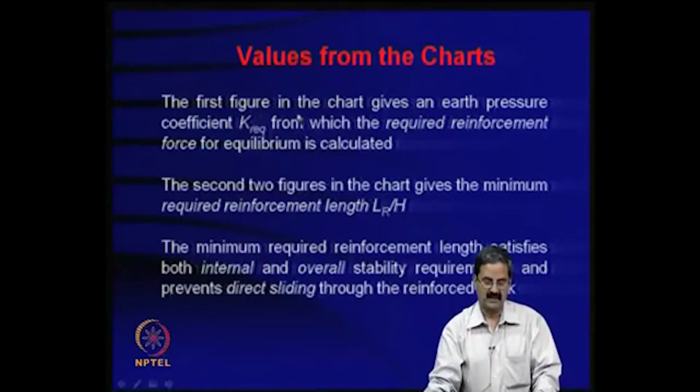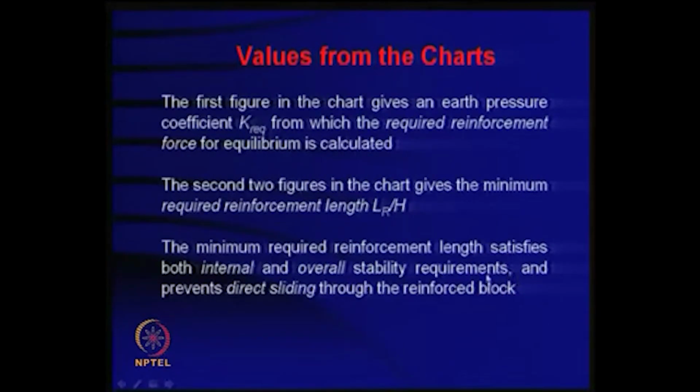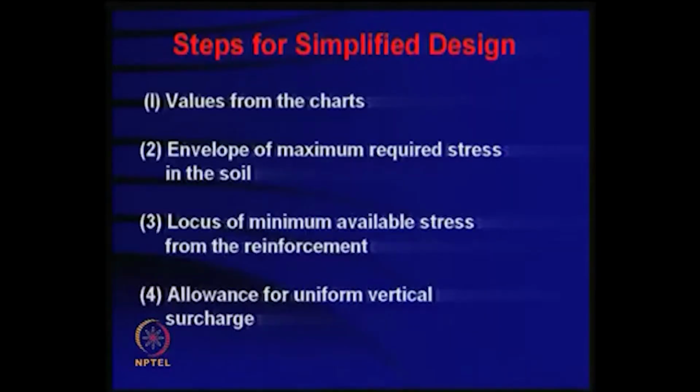So, the first figure in the chart that I just presented gives the earth pressure coefficient K required, which is the required reinforcement force for equilibrium to be calculated. The second two figures in the chart give a minimum required length Lr by h. The minimum required reinforcement satisfies both internal and overall stability requirements and prevents direct sliding through the reinforcement block. So, what we actually do is assume a number of failure surfaces and finally come out with this number, and it is already done internally in this particular method. And how you use these charts is something that I would like to illustrate in the form of a simple example.